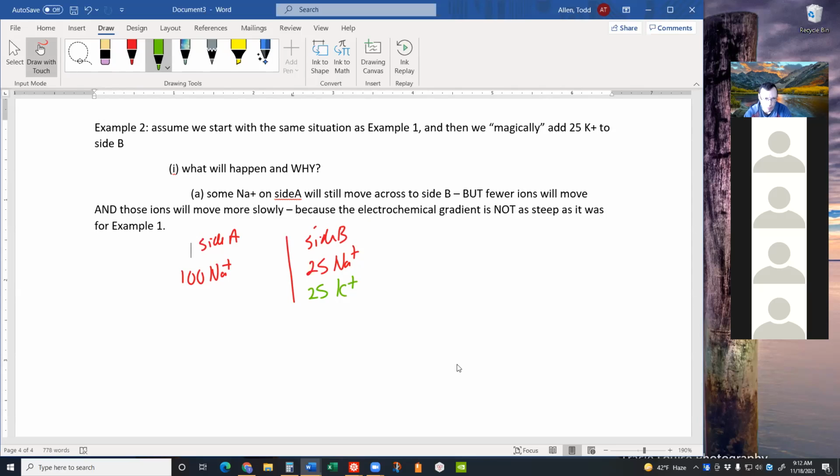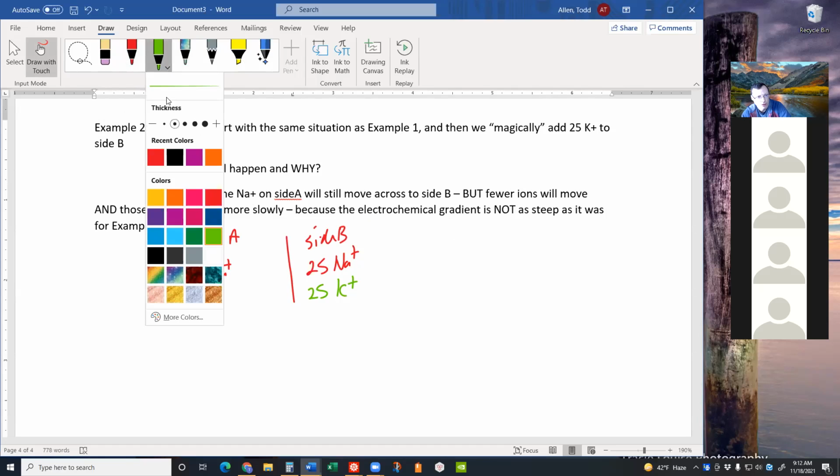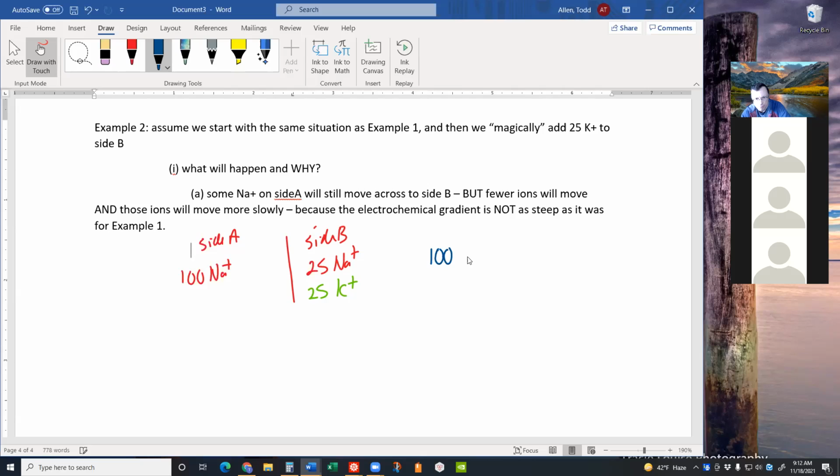So from an electrical perspective, I now have this. And I'll do it in a neutral color, not to imply anything. I have 100 minus 50, right? So 25 and 25 is 50. I have 50 ions that collectively represent 50 something with a positive charge. So now my difference is 50. So now this is the steepness of my hill with example 2.